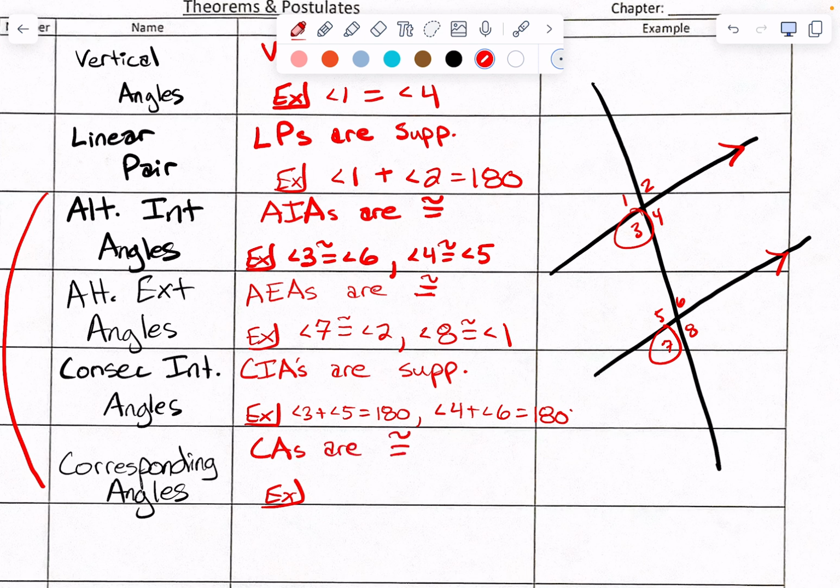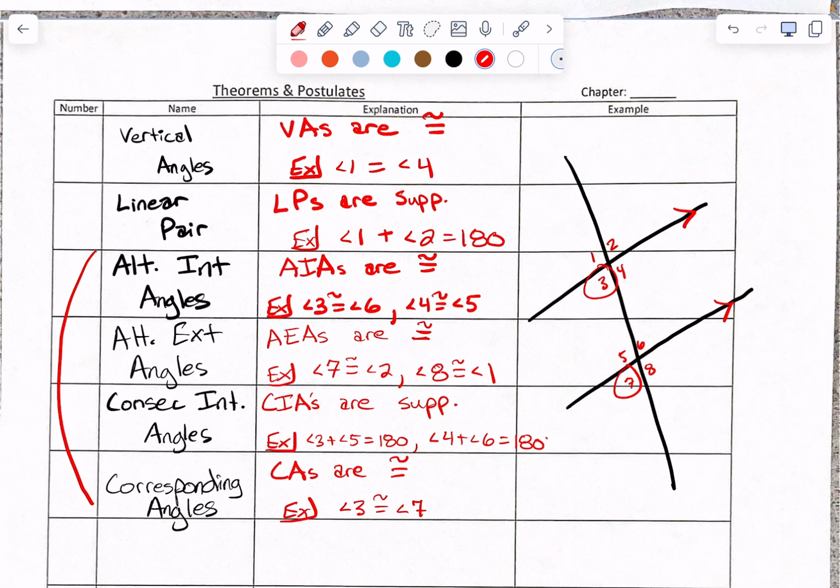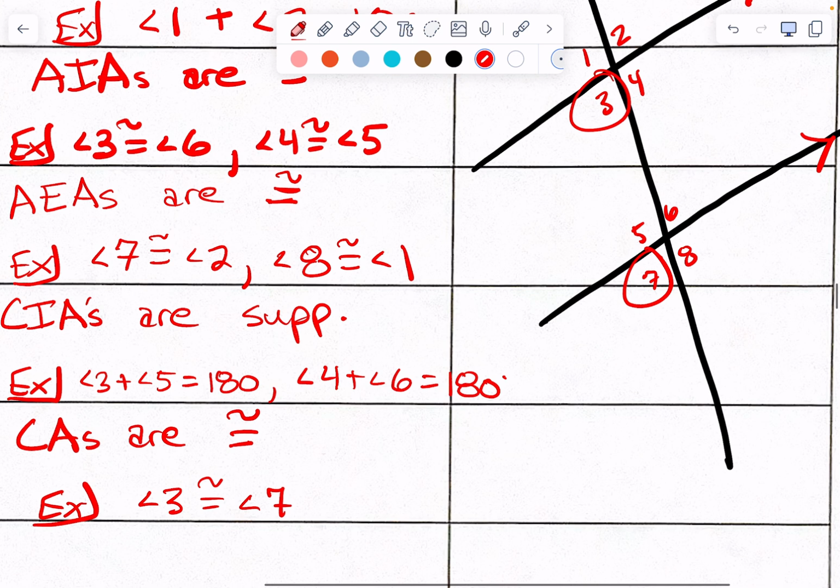Okay. So example would be angle 3 and angle 7. I'll just say congruent. Angle 3 is congruent to angle 7. Because there's 4 of them, we won't write all 4 down. I mean, you probably could, but we might run out of room. Okay? Good? That is all of the angle pair relationships. Shouldn't you also put there in the same corner? You can if you want to, like a little hint.